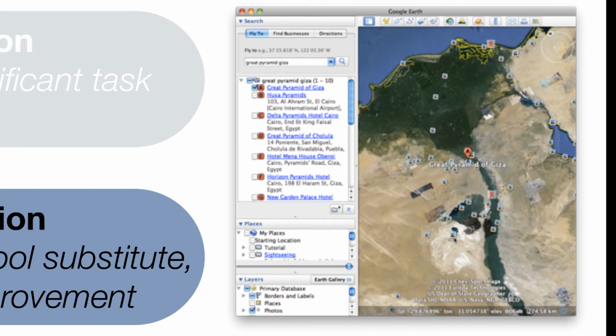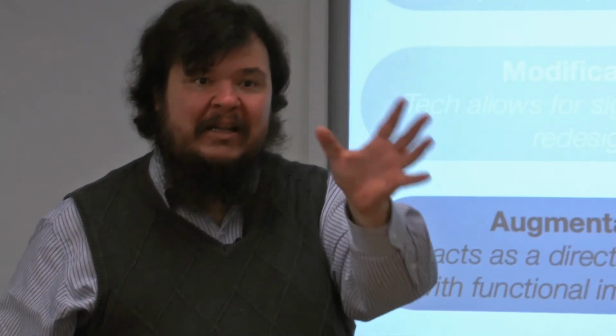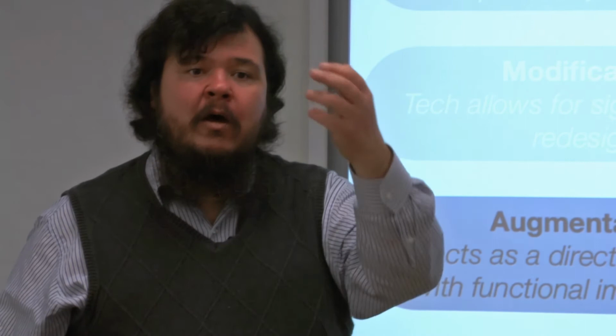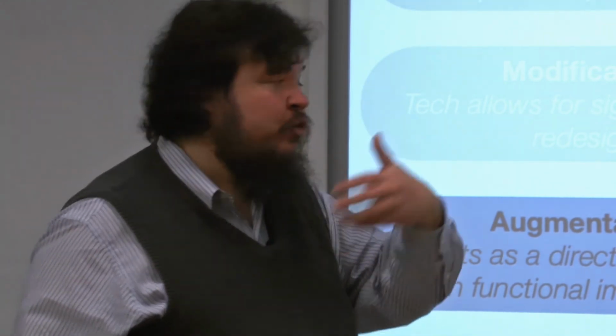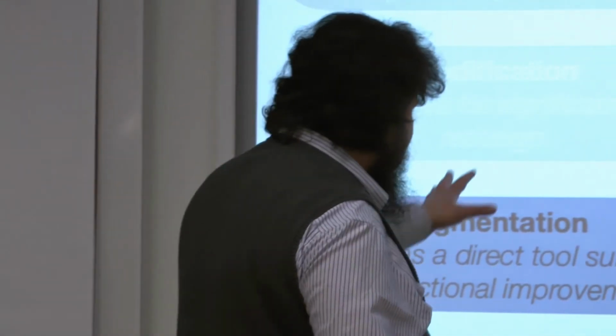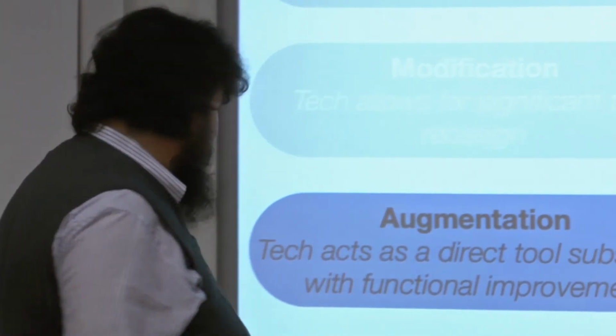So the map is not just a map unto itself, but it's also a gateway to other information. So you can click on a link and immediately see other images of the monument, more information about the monument, documents related to it, etc. So we're here at the augmentation level.